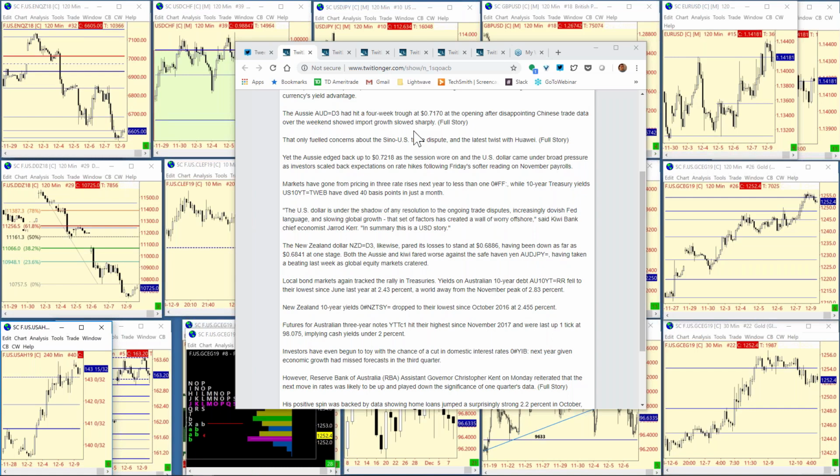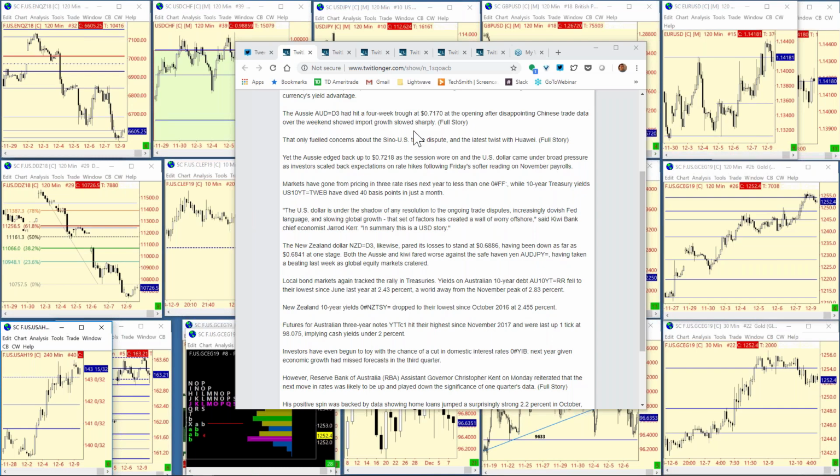Markets have gone from pricing in 3 rate rises next year to less than 1, while 10-year yields have dived 40 basis points in just a month. The dollar is under the shadow of any resolution to the ongoing trade dispute, increasingly dovish Fed language, and slowing global growth, a set of factors that has created a wall of worry offshore, said Kiwibank chief economist Jarrod Kerr. The New Zealand dollar likewise pared its losses to stand at 68.86, having been down as far as 68.41 at one stage. Both the Aussie and Kiwi fared worse against the safe haven yen, having taken a beating last week as global equities cratered.